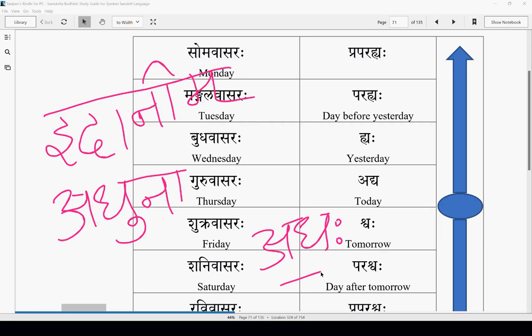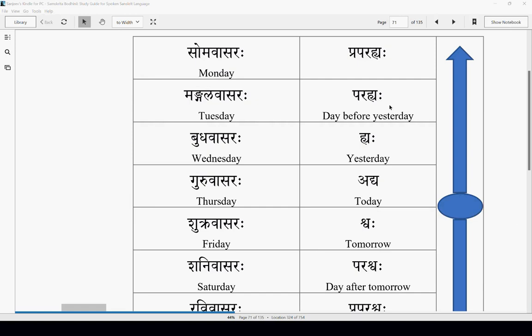A lot of the scriptures start with atha. Atha means now onwards, after this. I can go on and on about this, but right now you can say atha means now onwards.